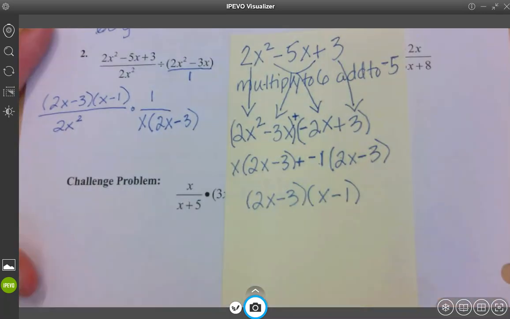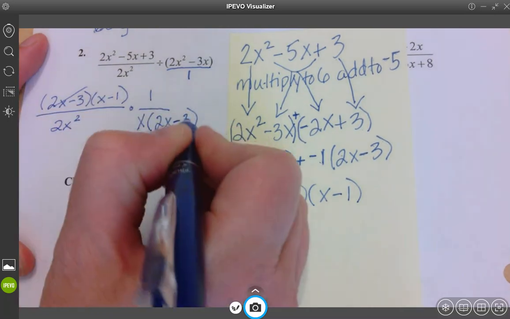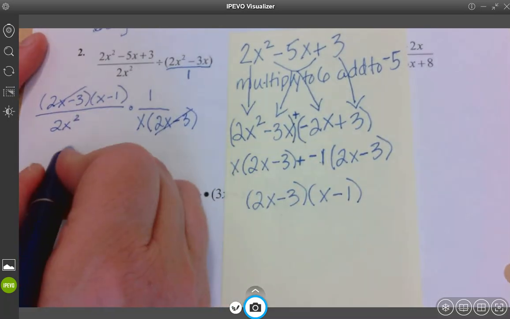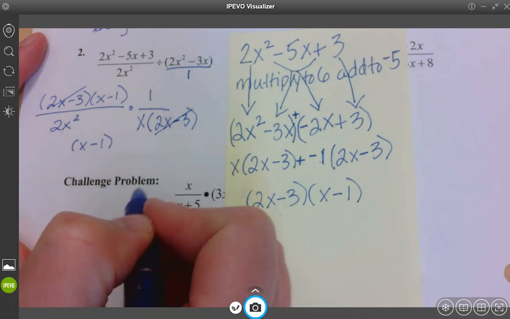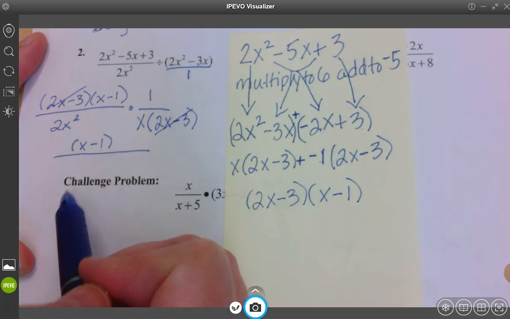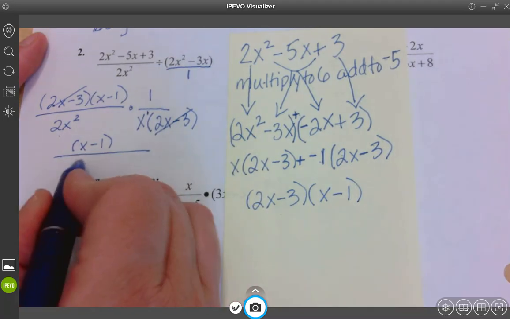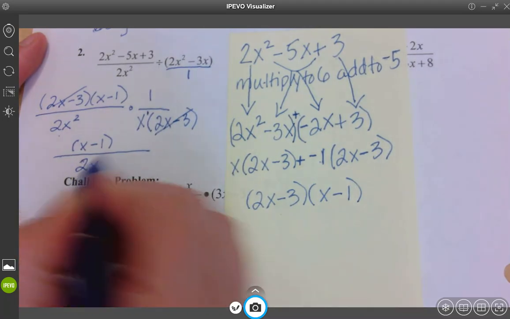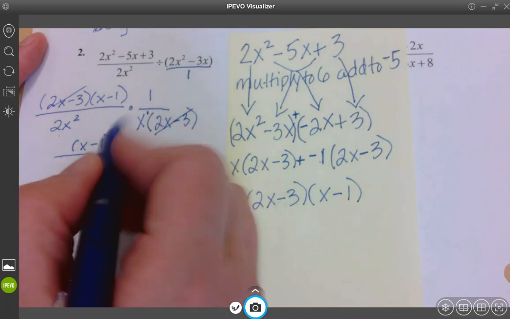And that's good news, right? Because that means I can cancel something out. So 1 times x minus 1 is just x minus 1. And then I have 2x squared times x to the 1. That's going to give me 2x to the what? 2x to the... So it's 2x to the 3.